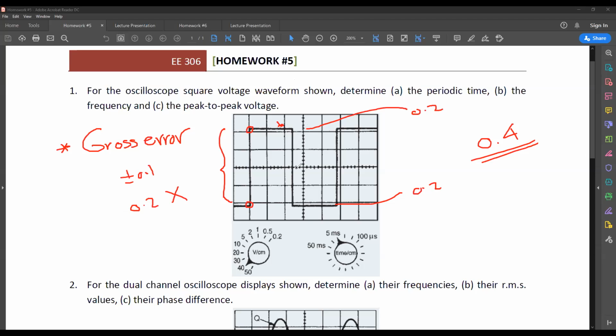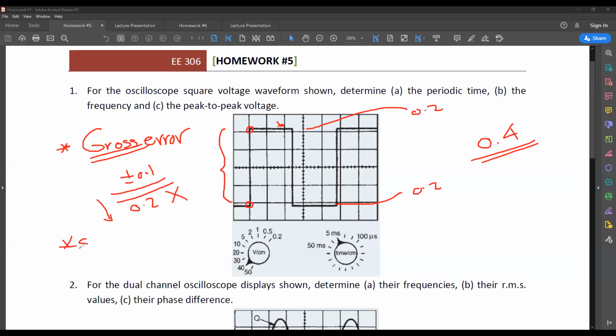Please try to measure as accurately as you can. This is the allowable error; beyond that, you will get a deduction. This is the first mistake. This is a gross error because it's a human error, if you remember.